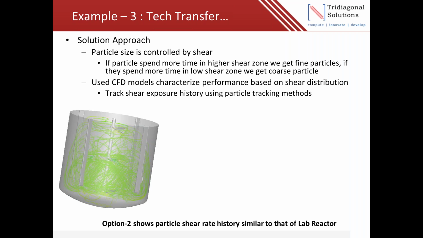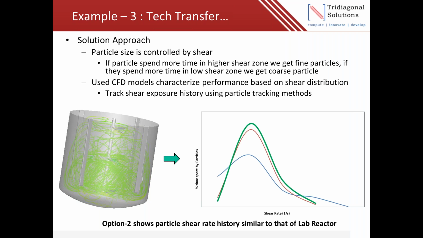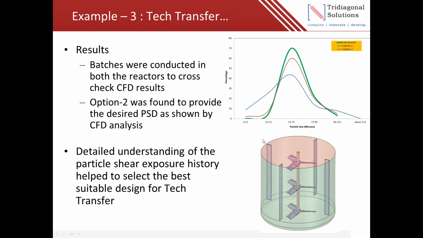So we did perform the flow simulation and then track the particles, and then we understood their shear exposure history, how much time they spend near the impeller and how much time they spend away from the impeller. If we look at the percent time spent by the particles and compare them between the lab, the green indicates the lab, the red indicates the hydrofoil impellers, and the blue indicates the anchor impeller. We see that option 2, which is with the hydrofoil impeller, matches very well with the lab. So the shear exposure history experienced by the particle, we were able to match between the lab and option 2.